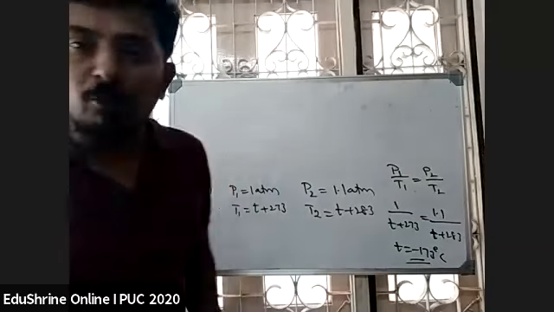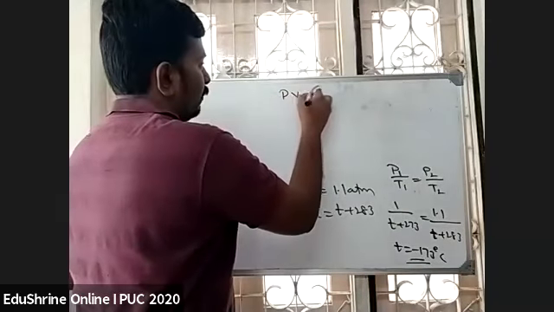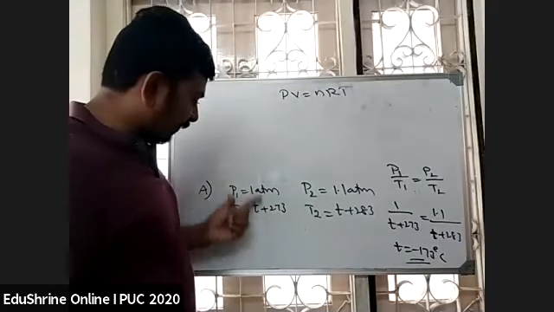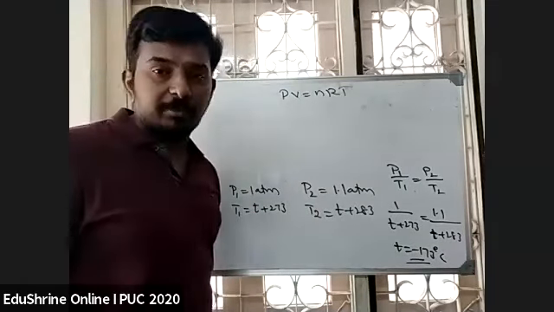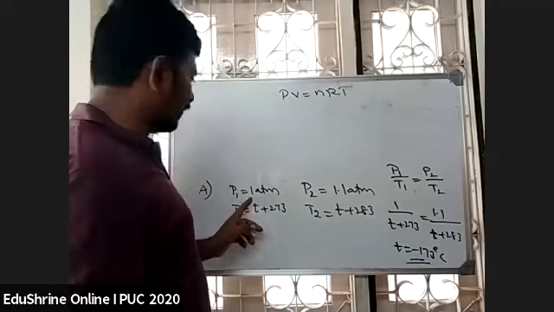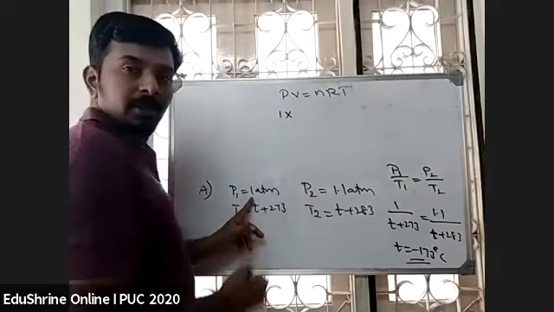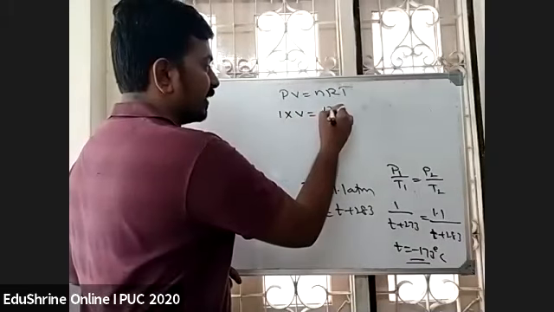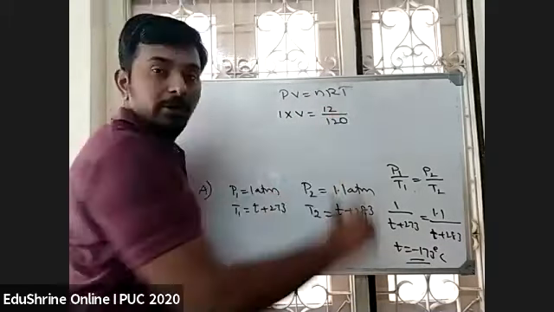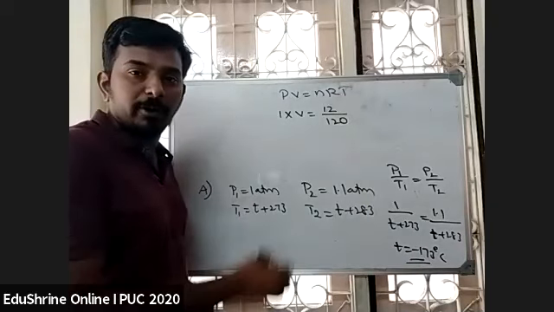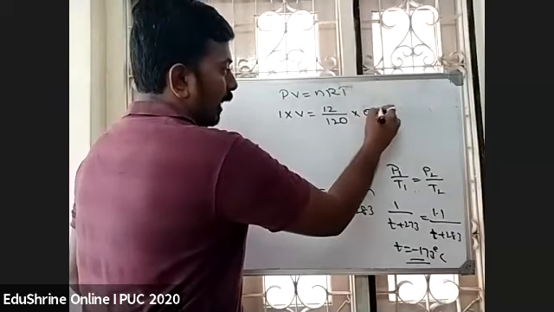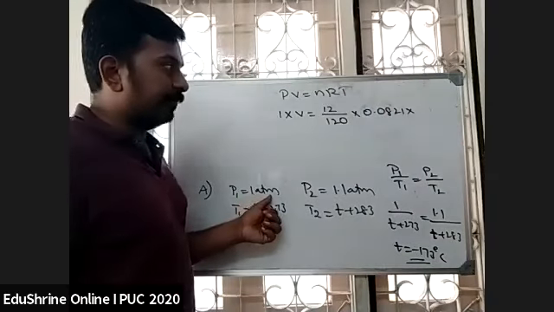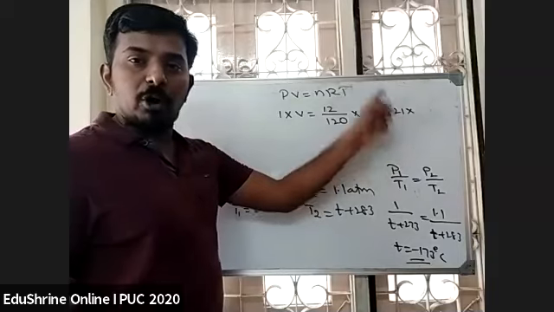In order to calculate volume, we use PV is equal to nRT. Either you use the first condition or the second condition, it is the same. If I use the first condition, pressure is 1 atm, into volume, which I need to calculate. What is the number of moles? Given mass is 12, molar mass is 120. Number of moles will be 12 by 120, 0.1. Into R value 0.0821. Pressure is given in atm, so by using 0.0821, volume I will get in liters.